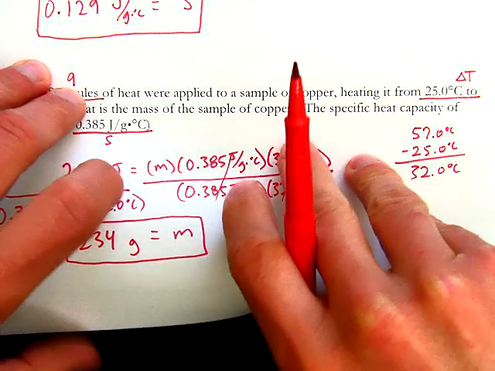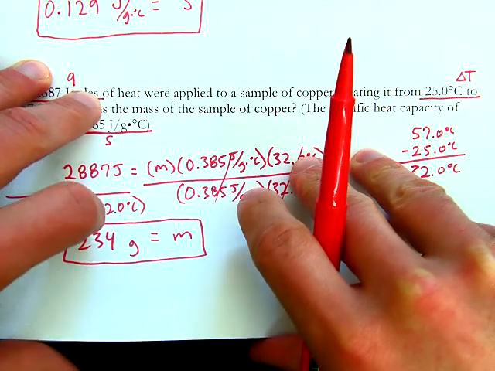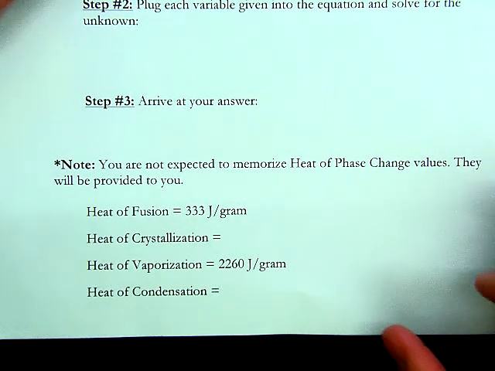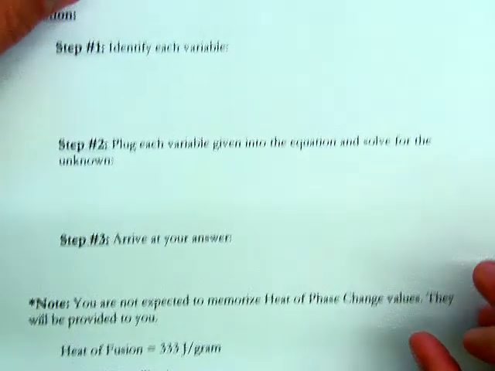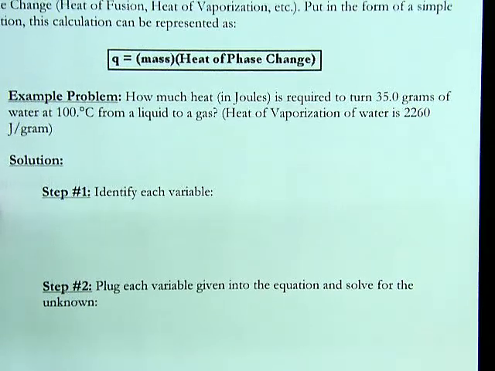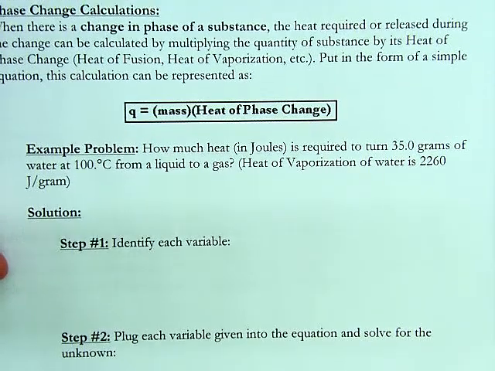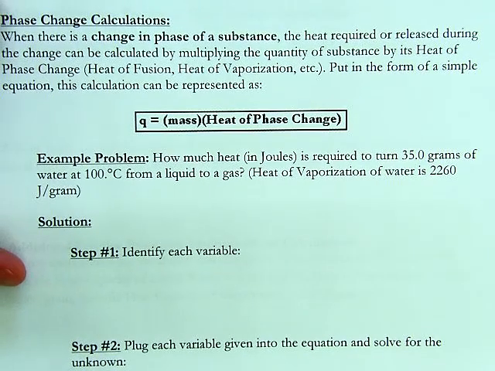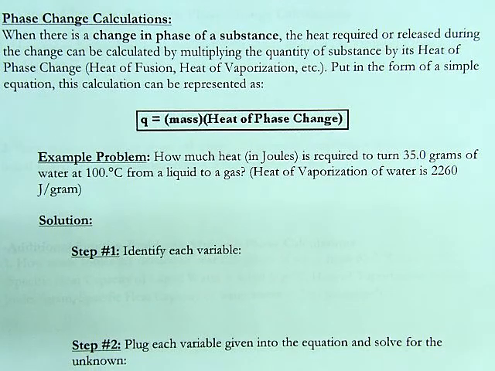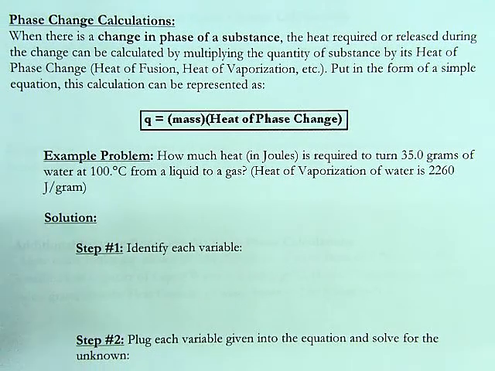Okay, now those are all problems where there's a change in temperature. A change in temperature, there is always a delta T. So there is also a style of problem where you are solving for a phase change. Okay, so these are phase change calculation problems. And during a phase change, there's not a temperature change.